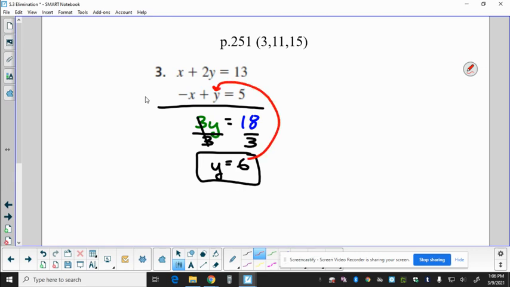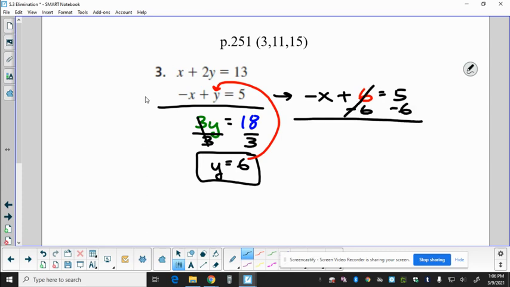I think I'll use this one. Looks like an easy equation to use. So I'm going to rewrite it over here. Negative x plus 6, which used to be y, equals 5. Now I'm going to solve the equation. Now remember, that's like a negative 1x, isn't it? Divide by negative 1. Looks like 1 is the answer for x.